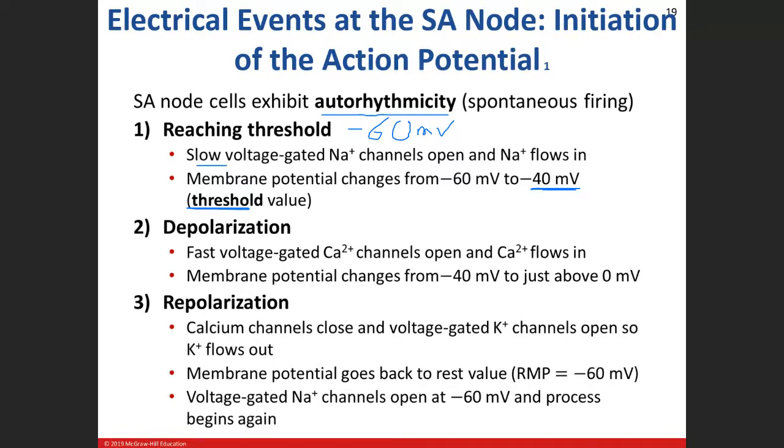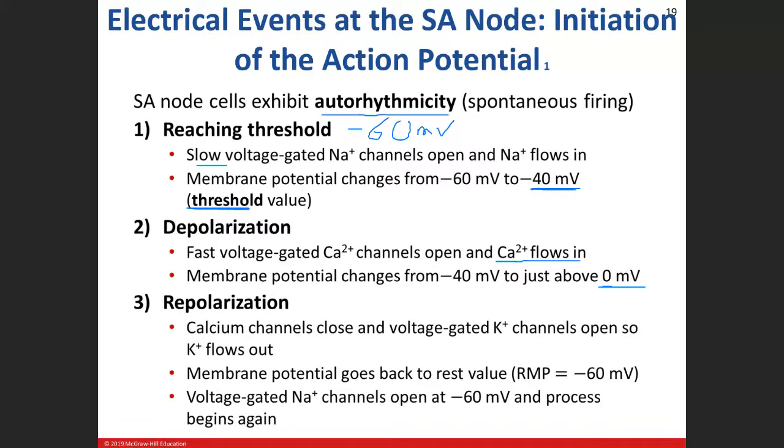All right. So in this one, our threshold value is -40. As soon as that happens, our fast voltage-gated calcium channels spring open, and calcium pours into these cells. It doesn't just flow in; it pours in. That's going to bring our membrane potential to 0. There's no such thing as -0. So that's the depolarization. Now we've just caused that cell to depolarize.